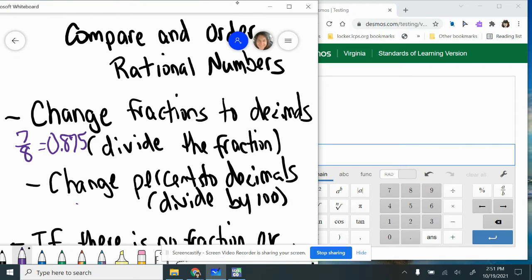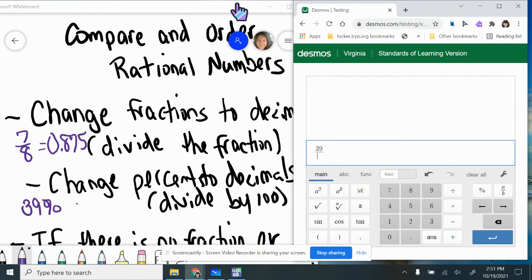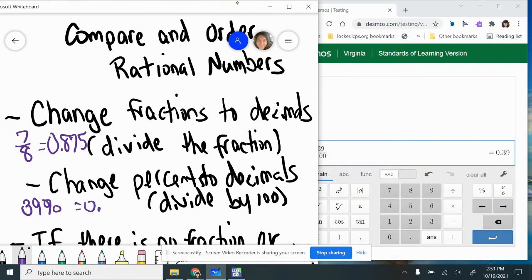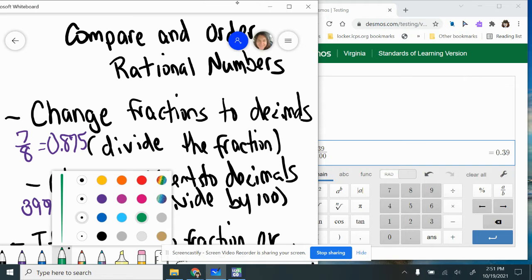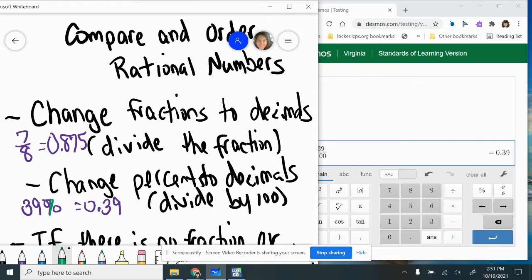I want to change a percent to a decimal. So if I have 39%, I'm going to do that by dividing by 100. So I'm just going to take the number and divide by 100, and I get 0.39. And if you have trouble remembering that it's divided by 100, look at your percent sign. It has a 1 and 2 zeros. Maybe that would help you. Okay?